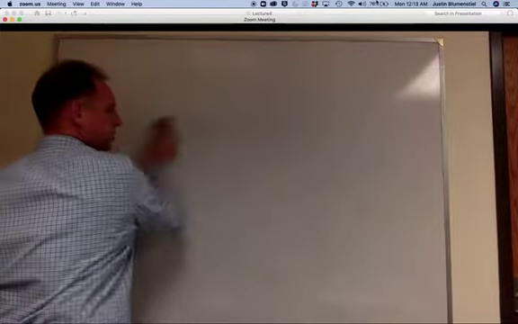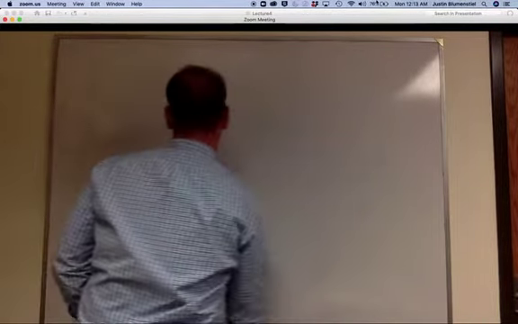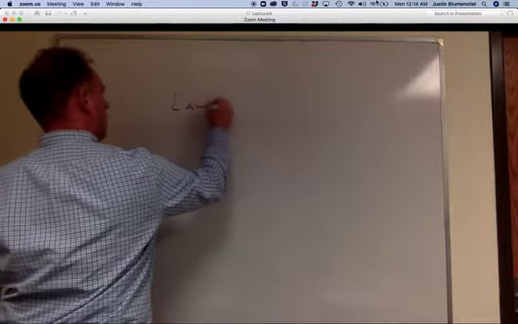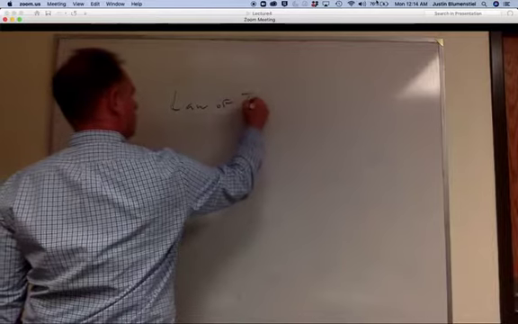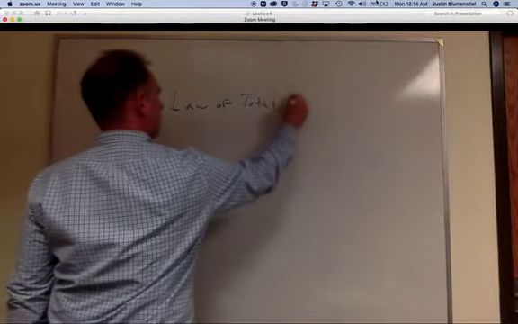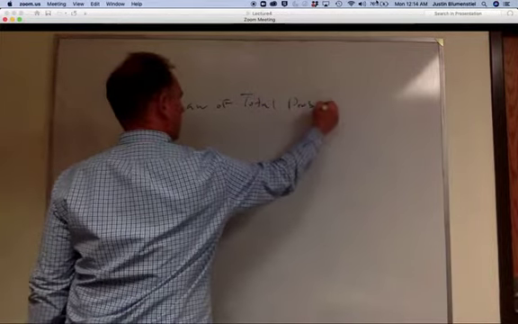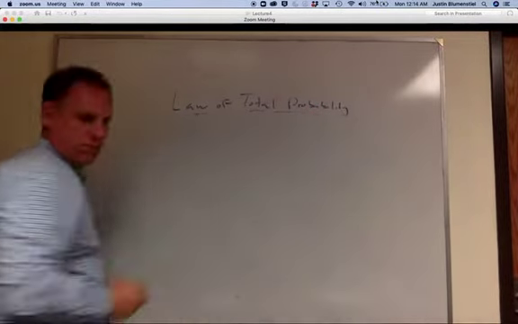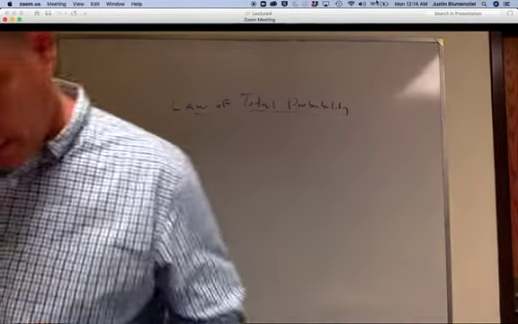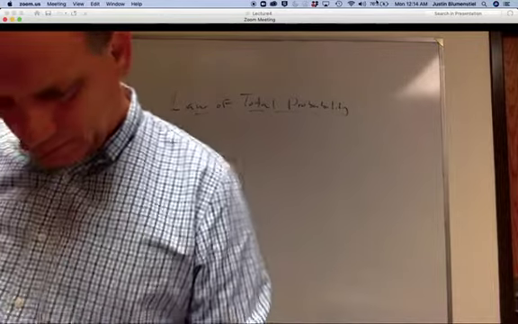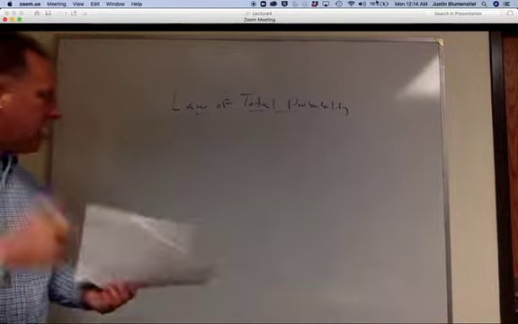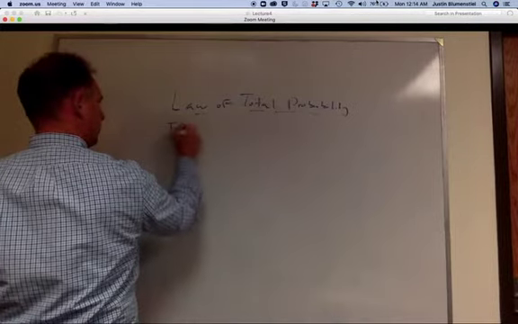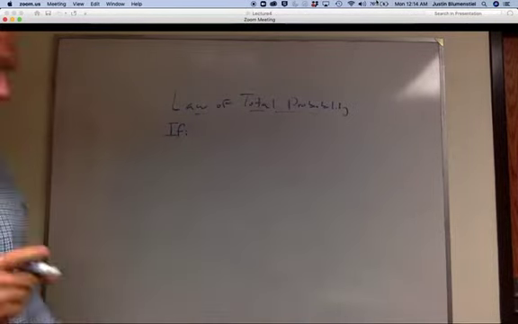Which is going to be something you're going to use. The law of total probability. And the law of total probability states that if, this is going to be more general, all right?